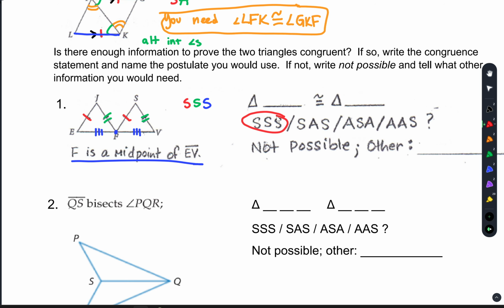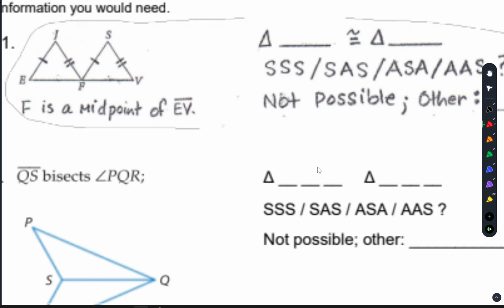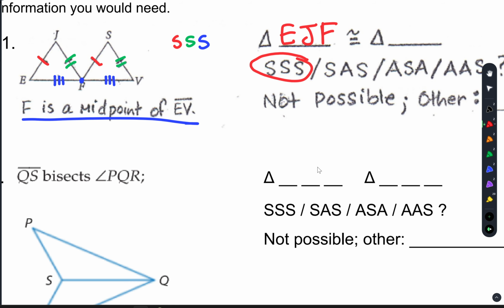Now I'm going to write my triangle congruent statement. It really doesn't matter how we write the first one. Let's go with EJF. And now I have to line up the pieces. If I started with EJF, what do I call the second triangle? Remember, line up those colors, line up those tick marks, Casper. Perfect. Questions on that one?